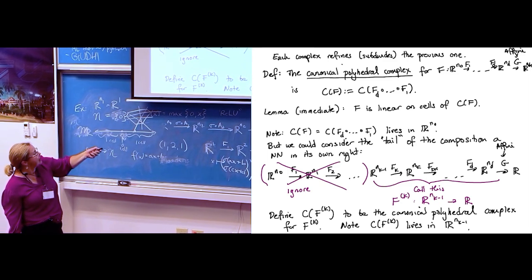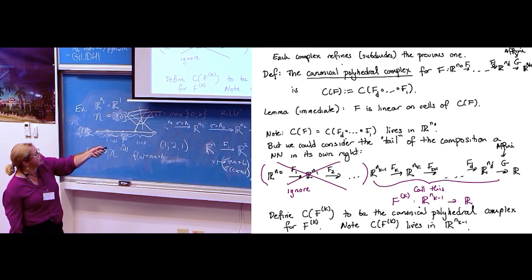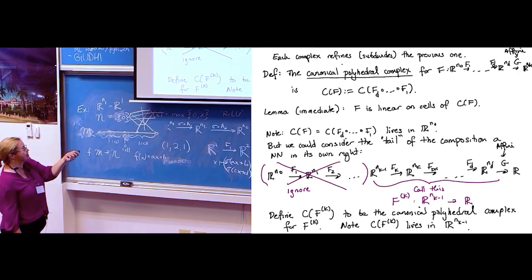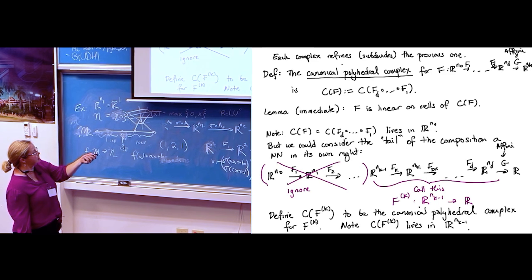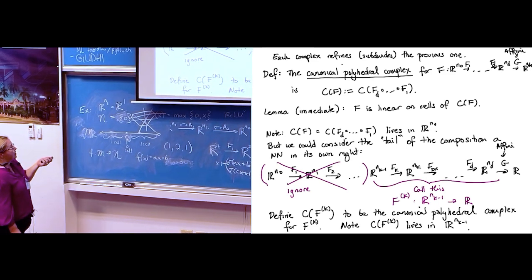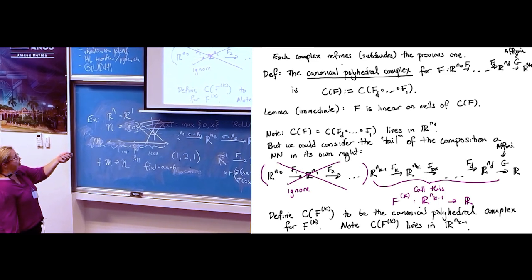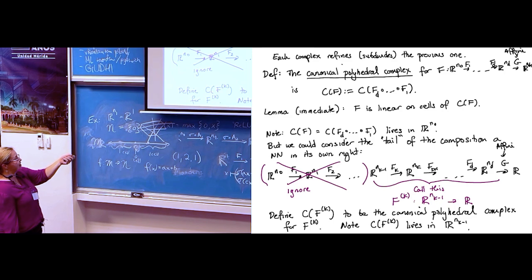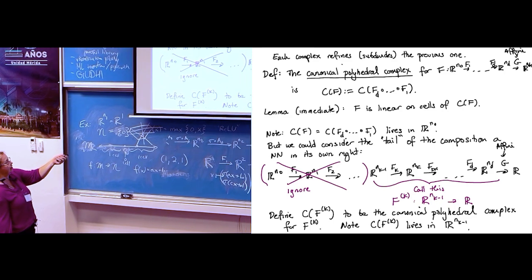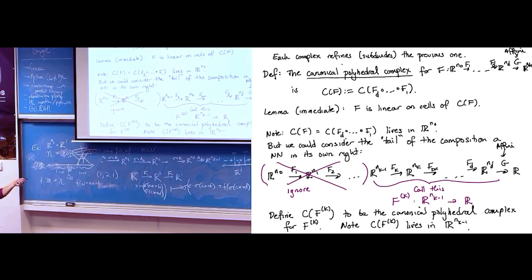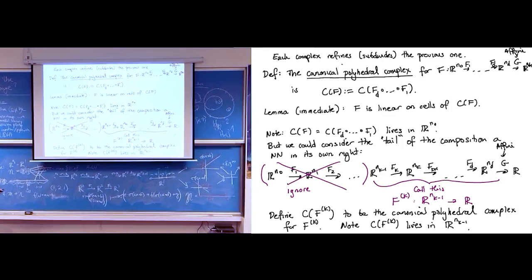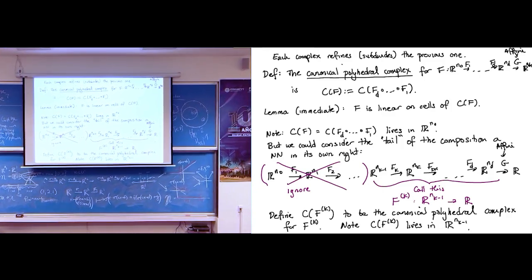So I'm going to call this F super K. It's the tail end of my composition, so it's a map from R^n_{k-1} to R. I could define the polyhedral complex F superscript K to be the polyhedral complex that you get from this. So it lives here.